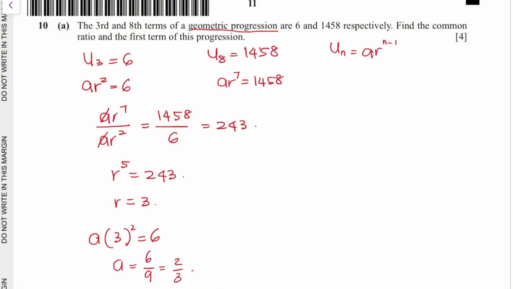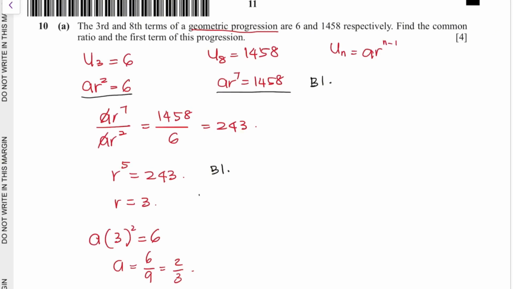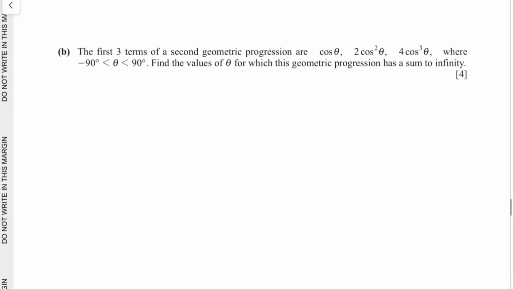How do I get marks from this? I'll get the first mark when I figure ar squared and ar^7. When I'm able to write them in this kind of form, this is my first mark, B1. The second mark is when I'm able to equate r^5 equals 243, B1. The third mark is when I found r is 3. The last mark is when I found a is 2 over 3. Okay, all 4 marks.